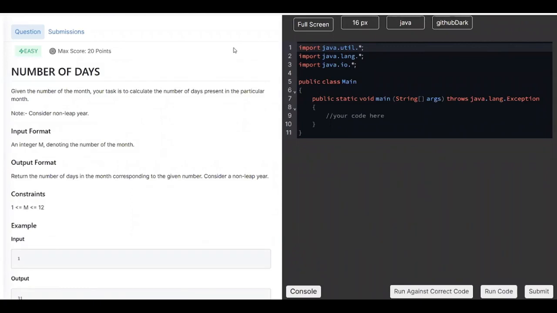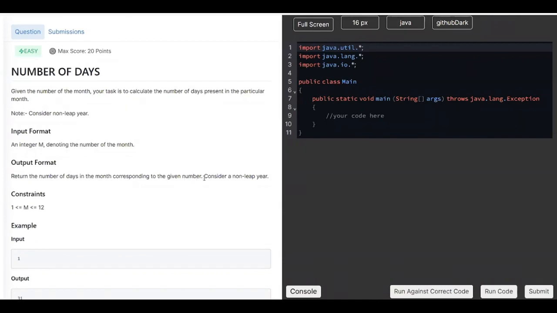Right? Yeah, I'll come to questions. Let me discuss this question and I'll take consolidated doubts and questions. Okay. Cool. So guys, you have to consider a non-leap year. So we are talking of a year which has 365 days. That is, February basically will have 28 days only. So what they are telling you, you are getting an integer m denoting the number of the month, and you have to print the number of days in that particular month.